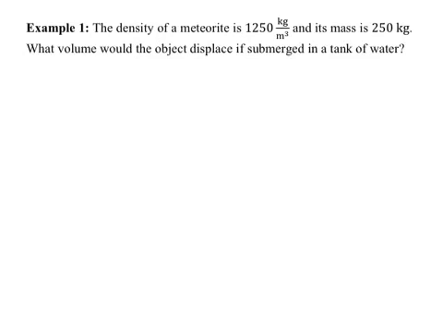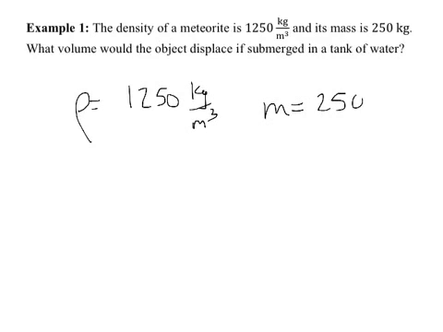So example 1 says the density of a meteorite is 1,250 kilograms per cubic meter, and its mass is 250 kilograms. What volume would the object displace if submerged in a tank of water? So let's start by listing what we know. We know the density of the meteorite is 1,250 kilograms per cubic meter. And we know the mass of the meteorite is 250 kilograms.